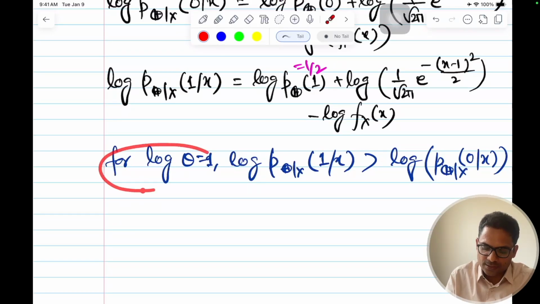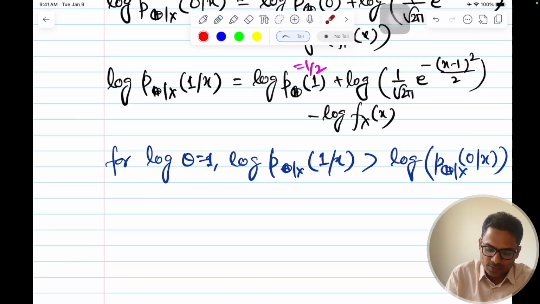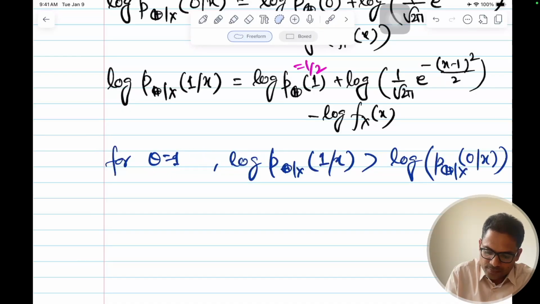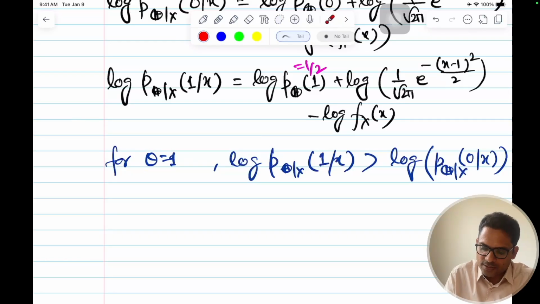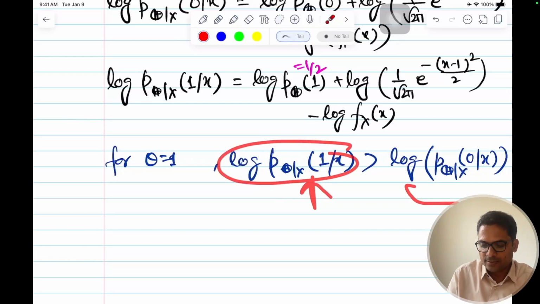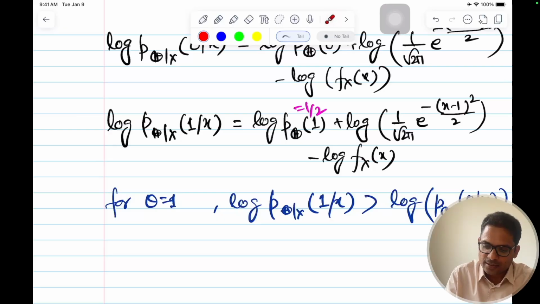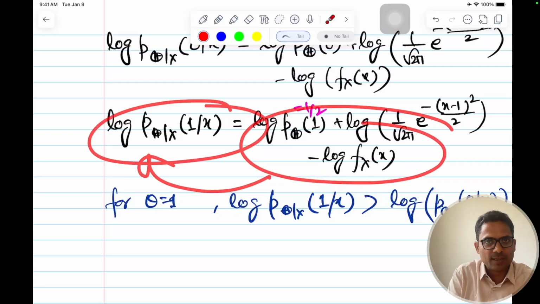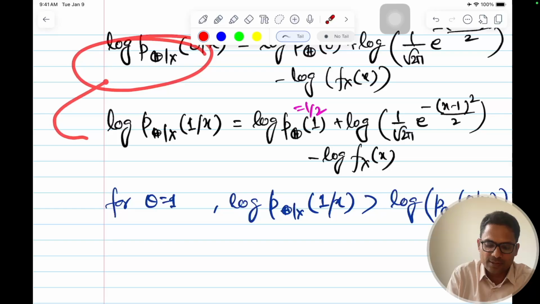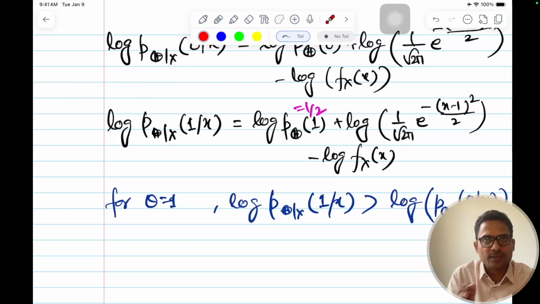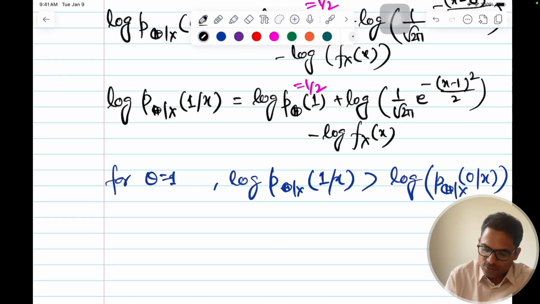So for theta to be 1, there are only two possible values. If this probability is greater, meaning log of some probability is greater, then theta is equal to 1. I have to calculate either this or this value. Whichever value calculates greater, I can choose that as the value. If this becomes greater, then I can choose 0. So I have to find out which one comes there.